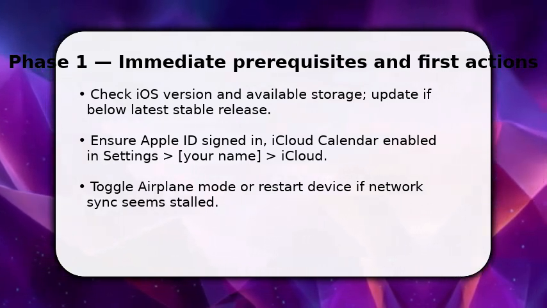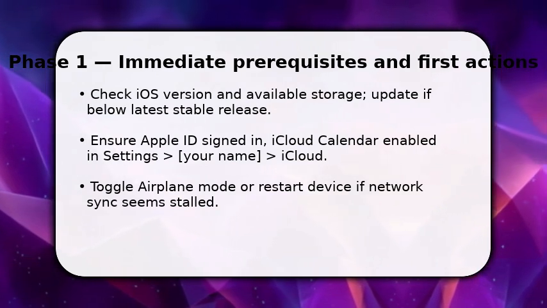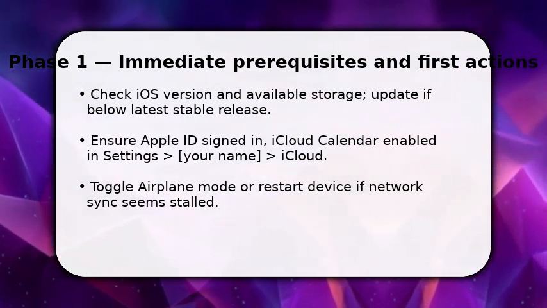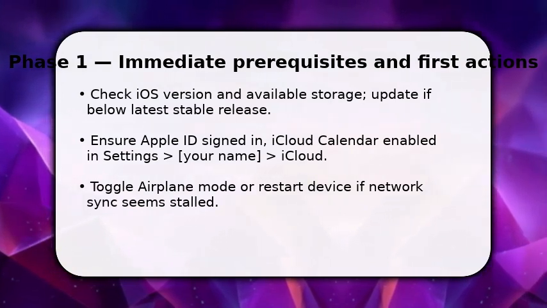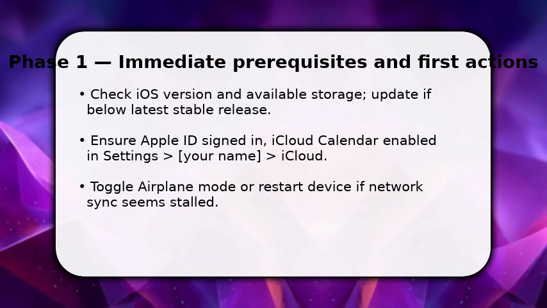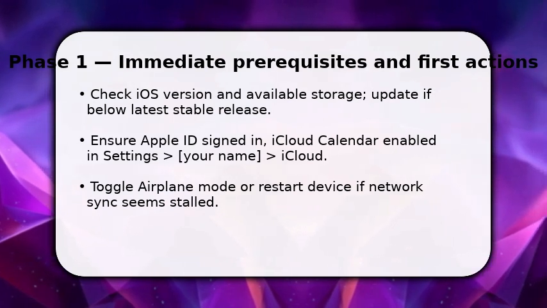Next, force close the Calendar app and relaunch it. This clears transient glitches. If sync still lags, toggle airplane mode for 5 seconds then off, or restart your iPhone to refresh network and background processes.